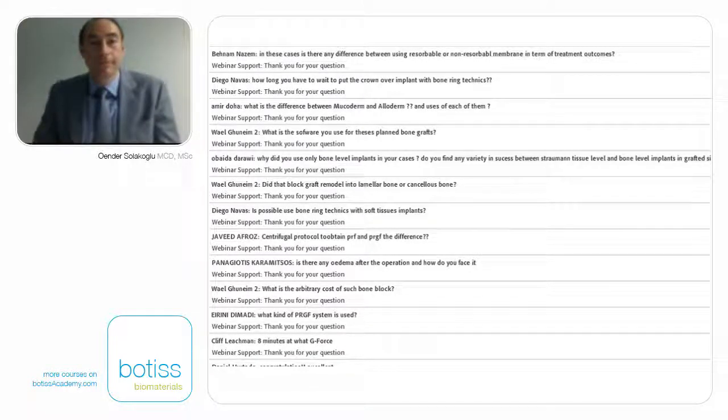Okay, and here comes the last one. What kind of PRGF system is used? The PRGF system that I use is the BTI system. And the PRF fibrin membrane system that I use is the botiss system.